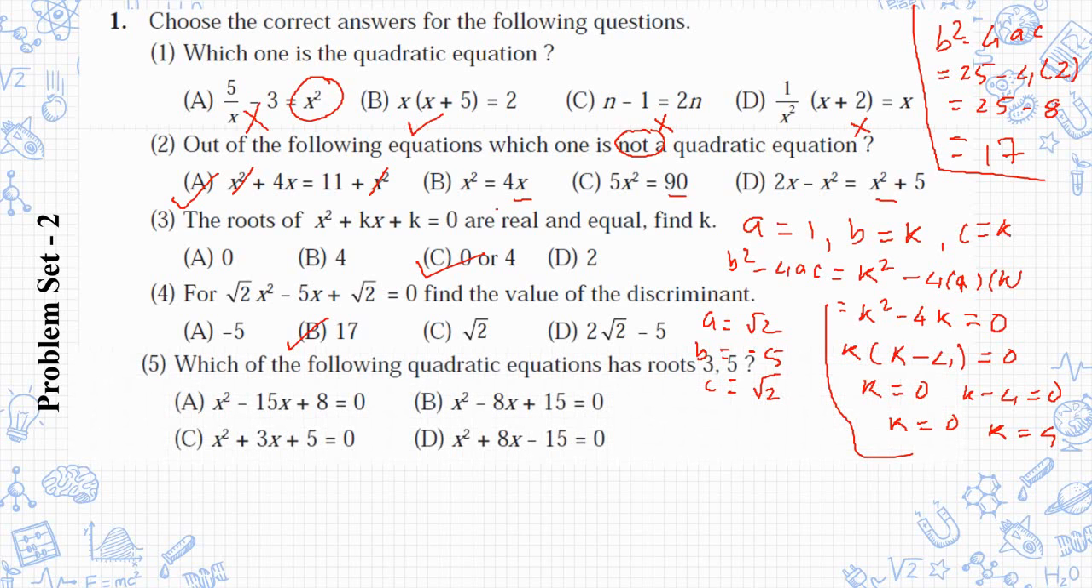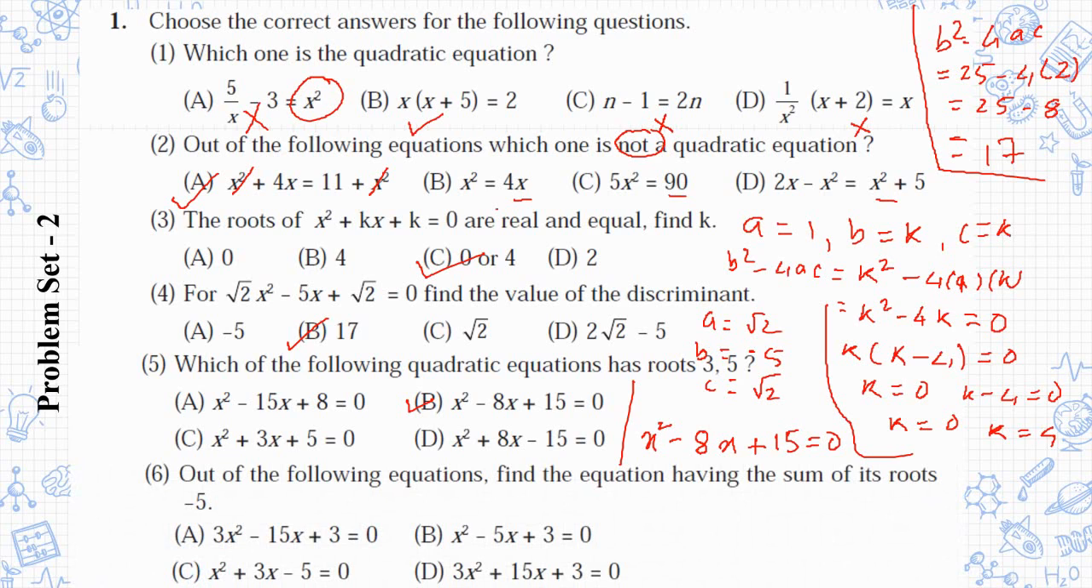Let's see the next one. Which of the following quadratic equations has the roots 3 and 5? So what we can do here is, using the two roots 3 and 5, we can form the quadratic equation. So let us use the formula and form it. It is x square minus (alpha plus beta)x, so 3 plus 5, that is 8x, plus alpha into beta, that is 3 into 5, 15 equal to 0. So this is a quadratic equation. So in this case, B is the answer that matches. So it's x square minus 8x plus 15 equal to 0.